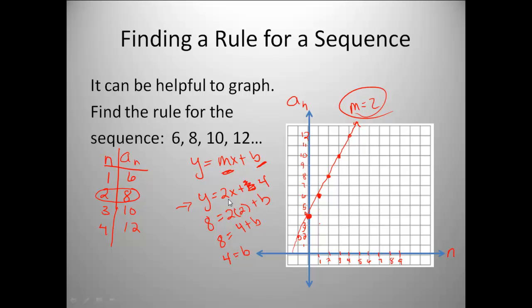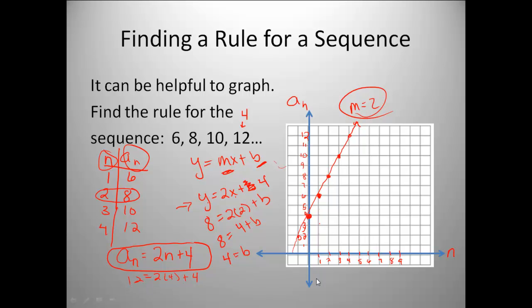The only problem is that we have an x and a y here, when really we need an n and an a sub n. So I'm going to replace the y with my a sub n, and I'm going to replace the x with n. And here we have our rule for our pattern, and you can check it too. So 12 was in the 4th position, so let's see if we plug in 4 if we'll get back a 12. So I would have 2 times 4 is 8, 8 plus 4 is indeed 12.